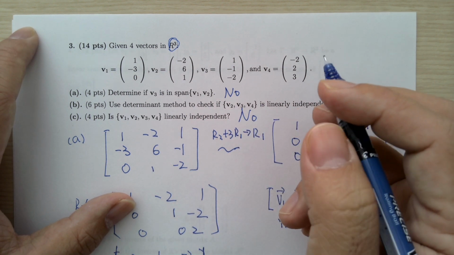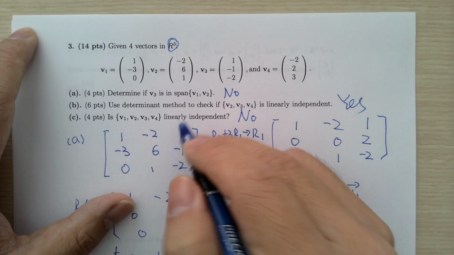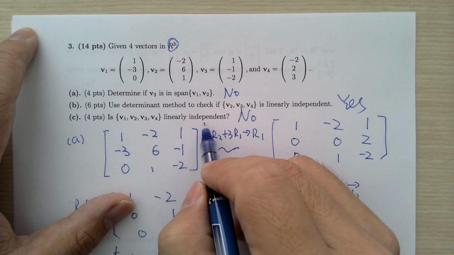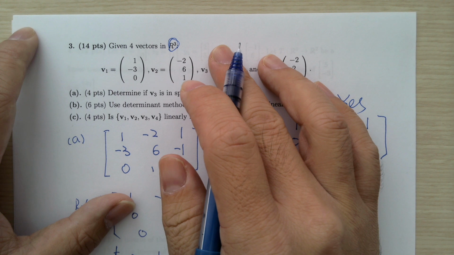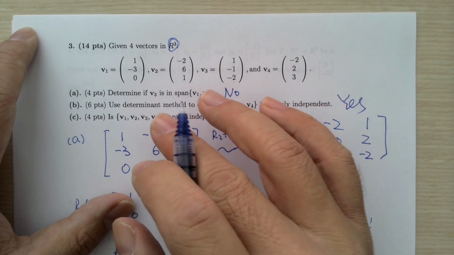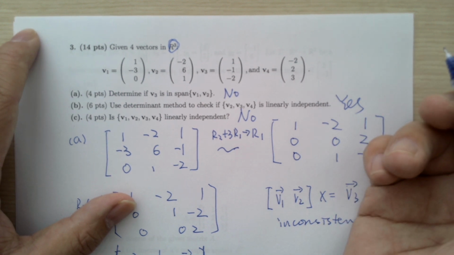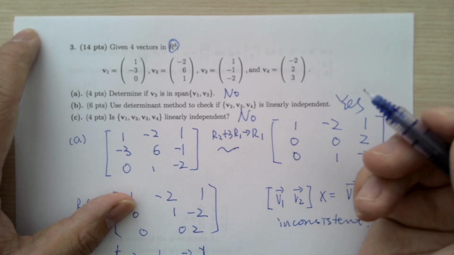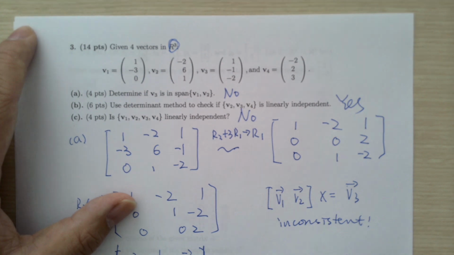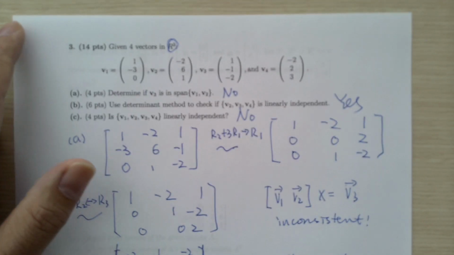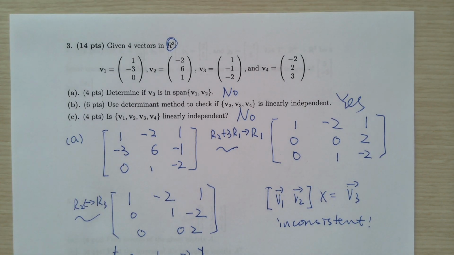Okay, so in other words, if you want to claim a set of vectors to be linearly independent in R3, at most you can have 3. If there is a 4, you're out of the game. Okay, so that's how we do this problem.